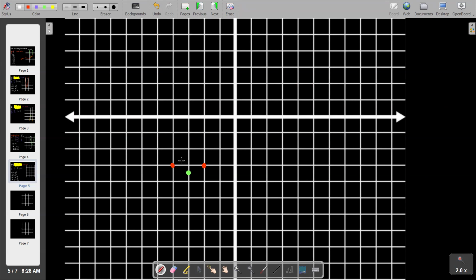If we go out 2, how far up should we go? Up 2. It would have been 4, but we're taking half of 4. So I'm going to go to right here. Start with a tweener, end with a tweener.